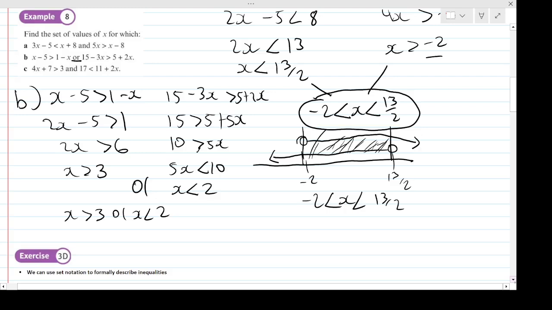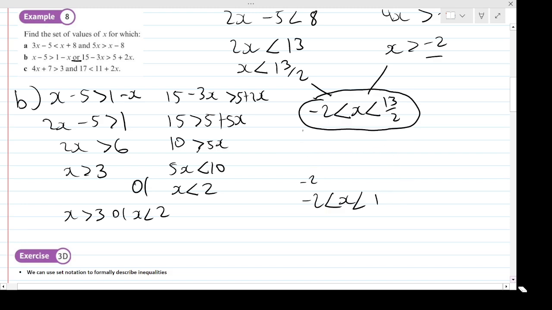Okay, part C. I'm going to need to make room here. I'll do it here. Let me get rid of the number line. Part C. We have 4x plus 7 greater than 3, first of all. So 4x would be, well, take away 7. 3 take away 7 is minus 4. Then x would be greater than minus 1.